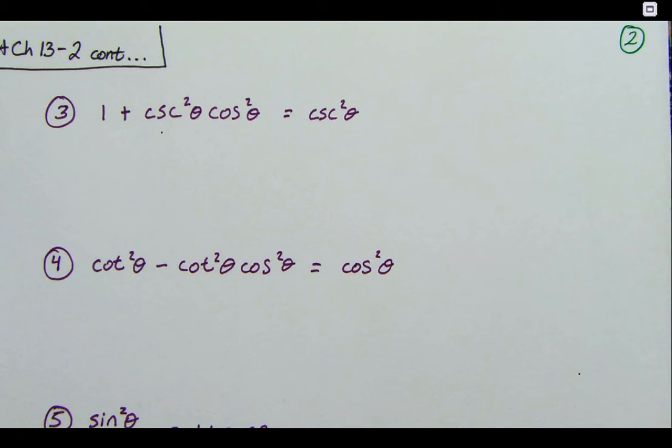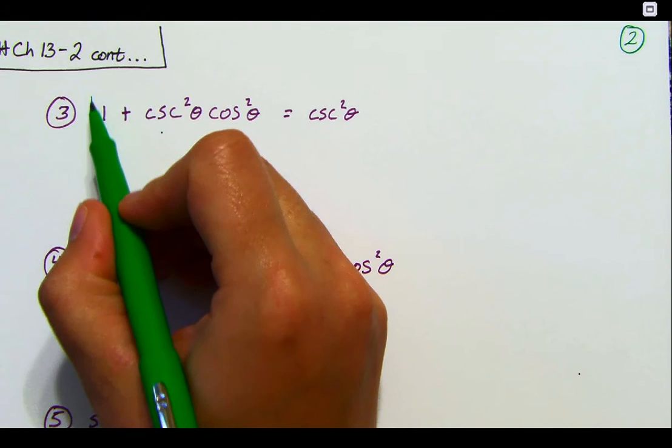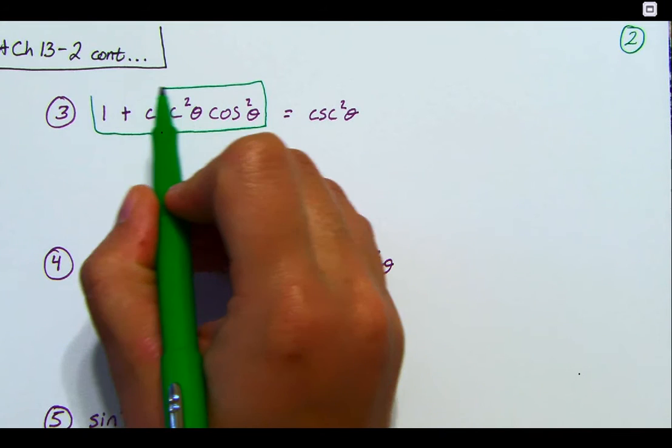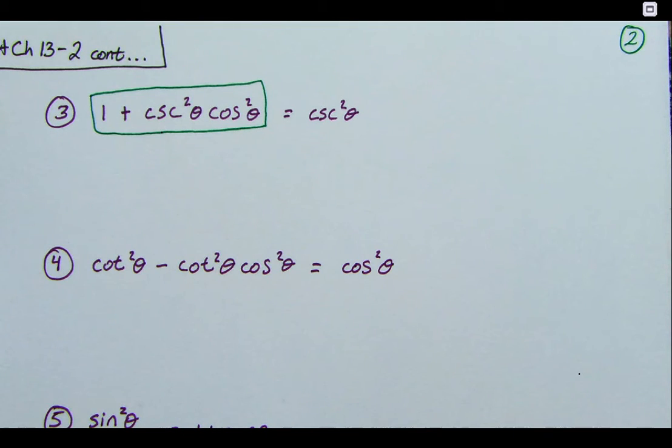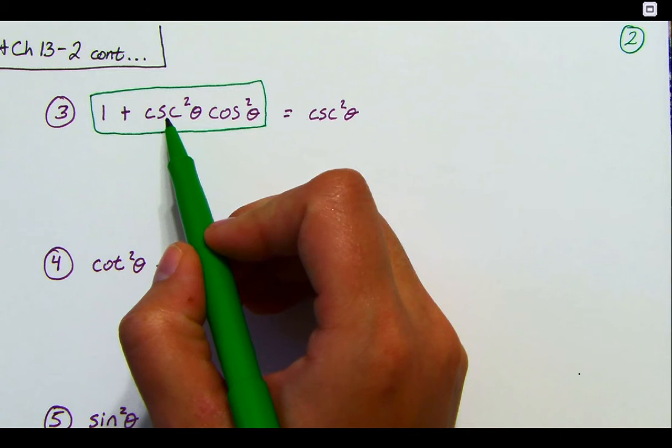All right, so continuing with verifying the identity. Again, we're going to start with the more complicated side. So for problem 3, we're going to work on simplifying this side until it turns into cosecant squared theta. So I'm going to start by rewriting this using the reciprocal.